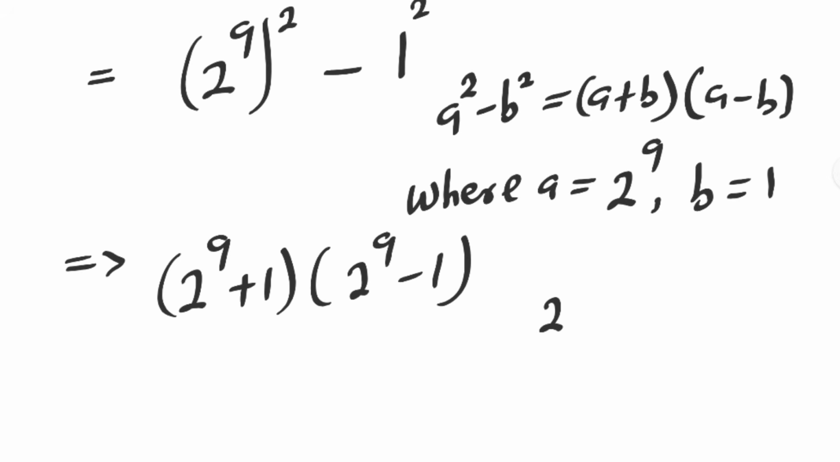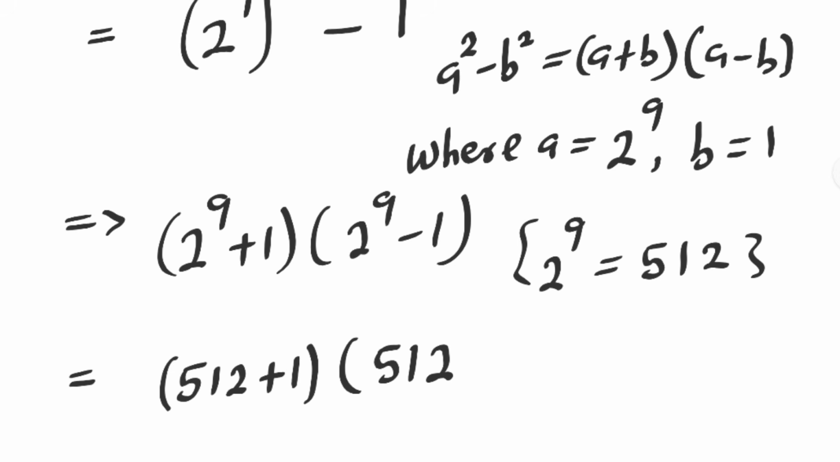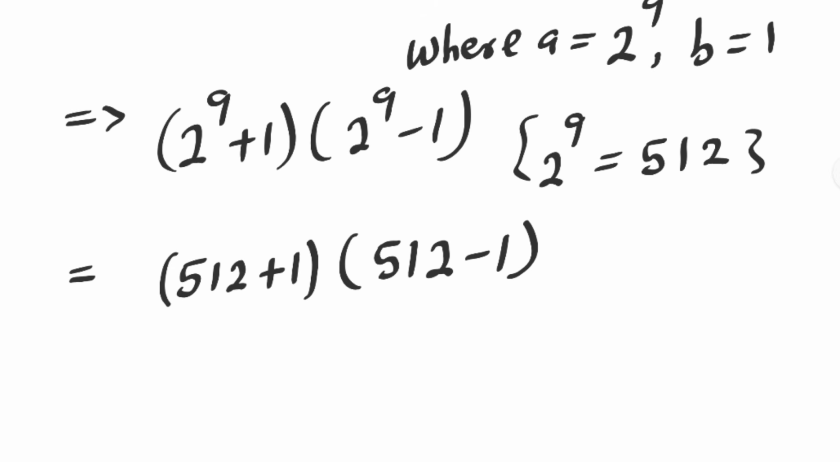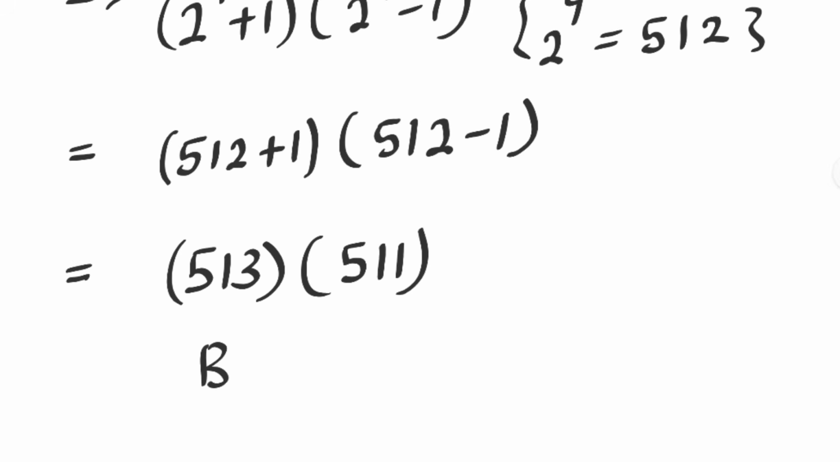But 2 raised to the power of 9 is equal to 512. This is equal to (512 plus 1)(512 minus 1). We have 513 multiplied by 512 minus 1, and this is 511.